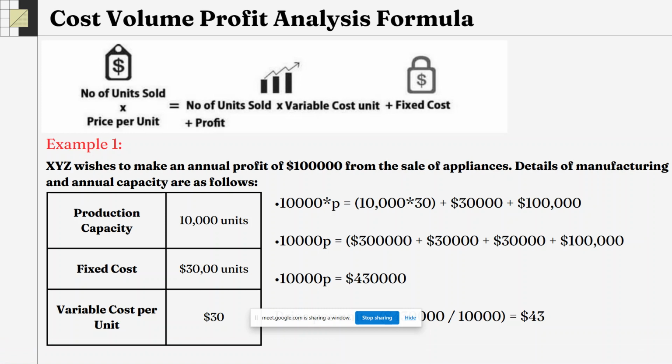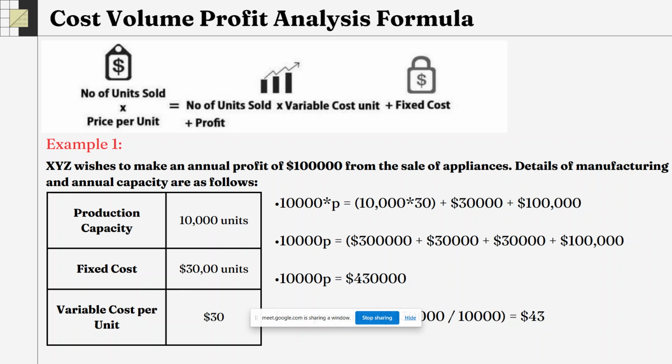The cost volume profit analysis formula is used to see how many units they need to sell to break even or cover all costs to reach a certain minimum profit. So as we can see, makikita natin ang cost volume profit analysis formula, which is number of units sold times price per unit is equal to number of units sold times variable cost per unit plus fixed cost plus profit.